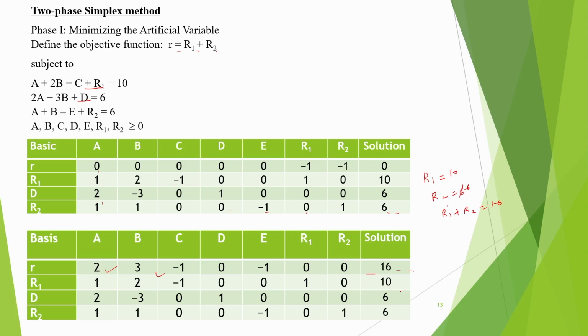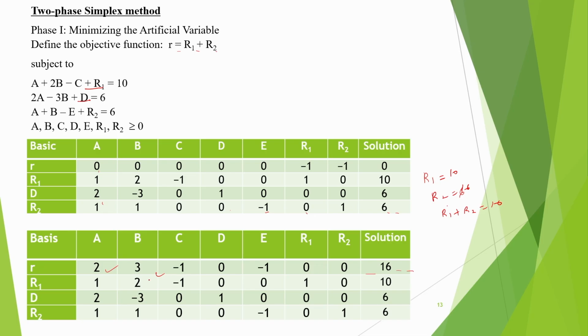So, now it is consistent and you have to do what? Now, what you have to minimize, because you have to minimize small r. So, for a minimization problem, you have to see the most positive coefficient. Most positive coefficient is of b. Okay. So, therefore, b may become the pivot column.